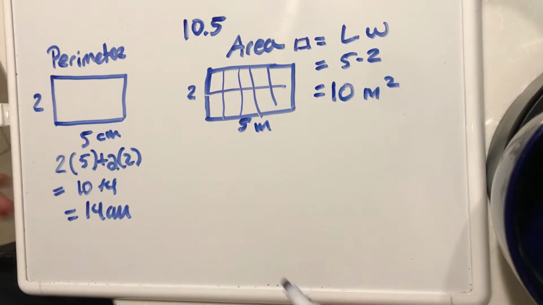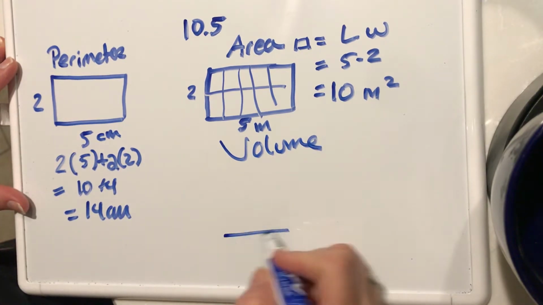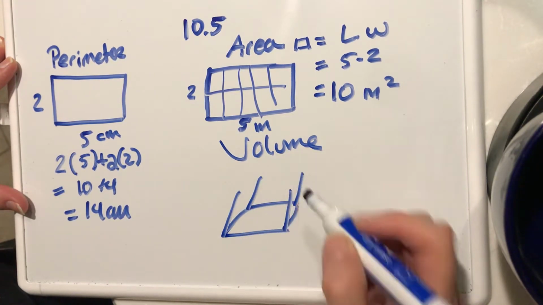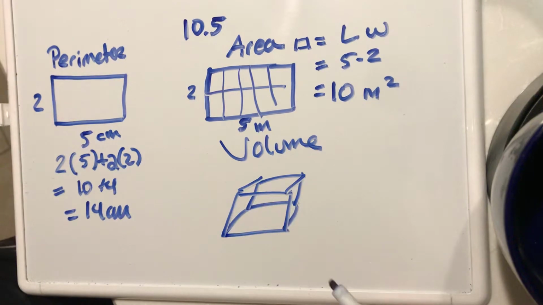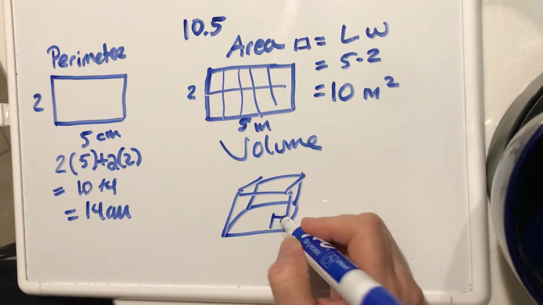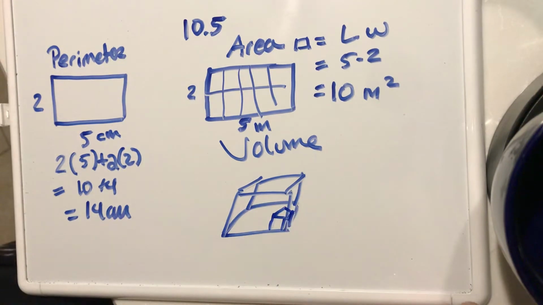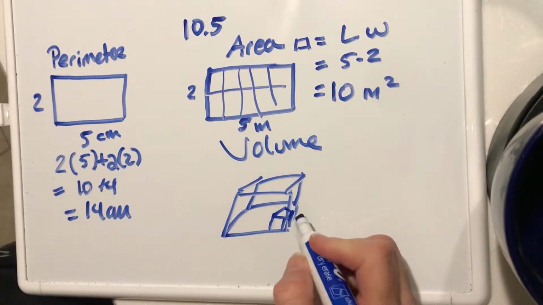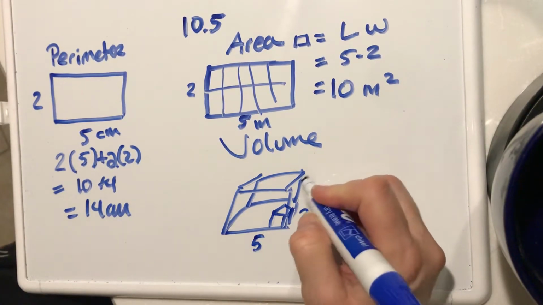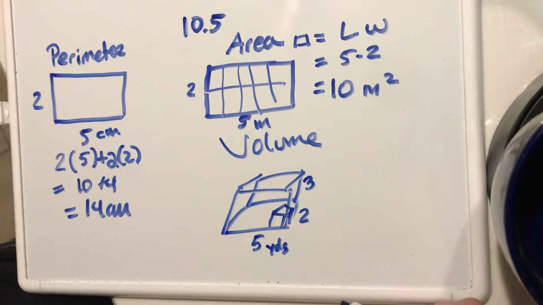Okay, well now we're going to go into volume. Volume is if we have a three-dimensional figure, we want to know how many cubes fit inside. So if you could just kind of imagine cubes inside here, how many cubes would fit, okay? So if this was, let's say, 2 was the depth, and 5 was the length, and then up here was 3, and we called these yards, and we want to know how many cubic yards were inside.